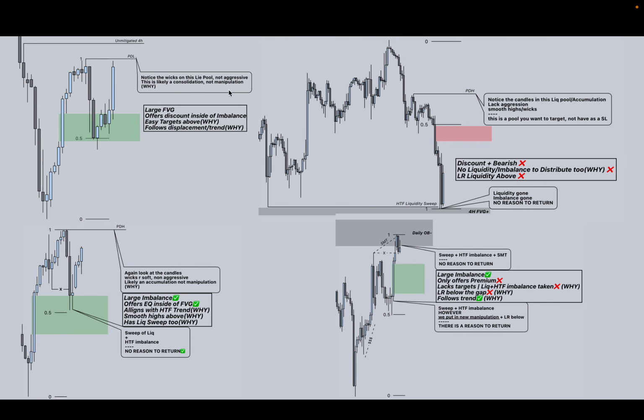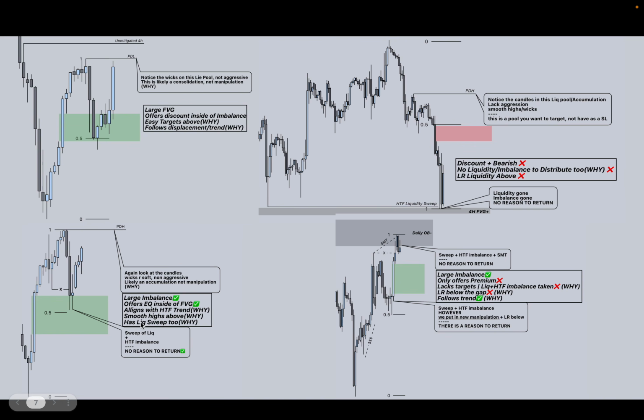And then notice the wicks on this liquidity pool, not aggressive. This is likely a consolidation, not manipulation. And then obviously follows the trend, displacement. And you can see that for all of these. I don't really want to go into a word dump here. I do want this video to be short because it's literally just for value gaps.